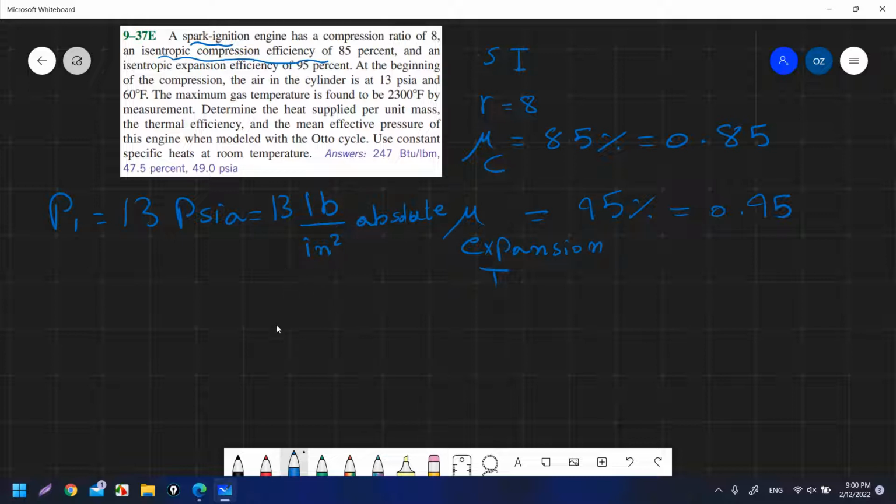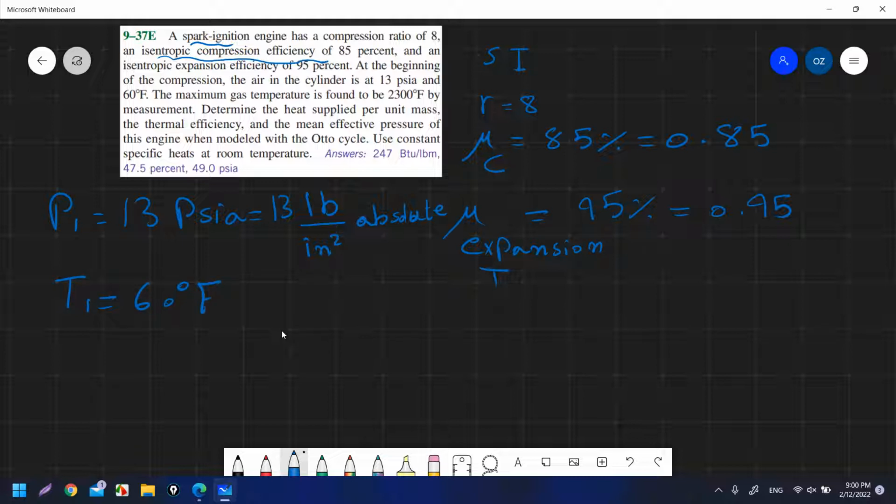Don't care about the units. We need in this video the idea of the isentropic efficiency and the actual cycle. Usually in the exams, the units are in SI units, not the British or the US customary units. And the temperature is 60 Fahrenheit.